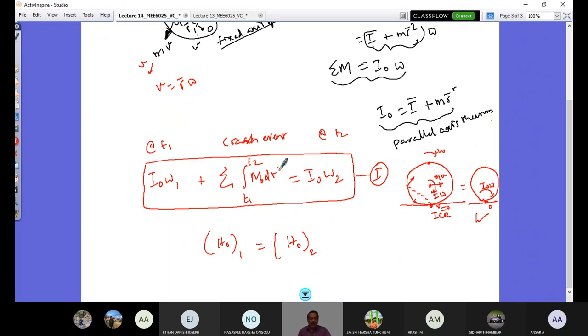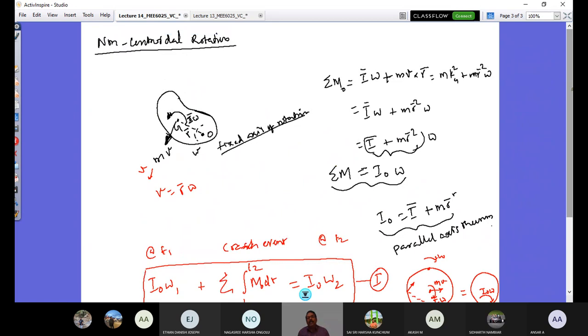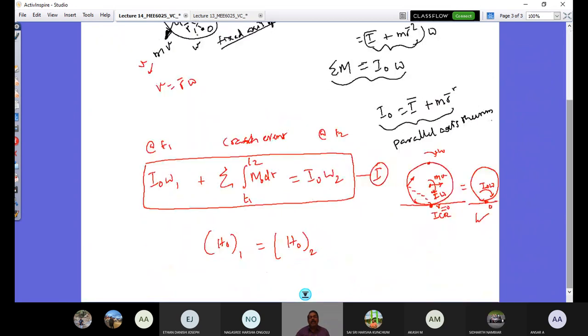So any doubts so far about what we discussed? If you do not have any doubts, I'll stop at this point. Then in the afternoon we will continue from here: how can you look at an impact problem, how can you apply this equation, and how did we do it for direct or oblique central impact? We are interested in the velocities after collision, to calculate the energy absorbed during the collision.